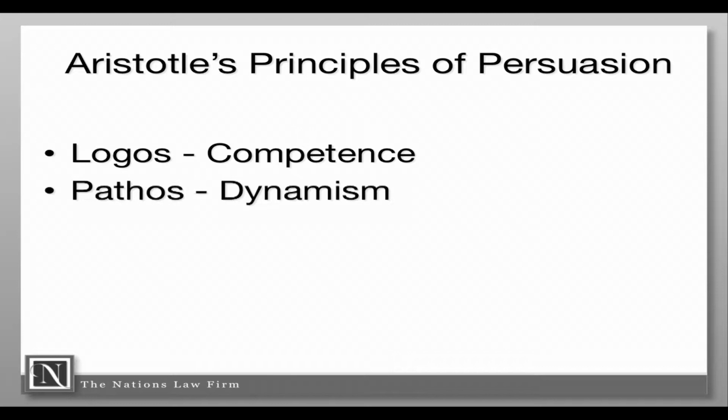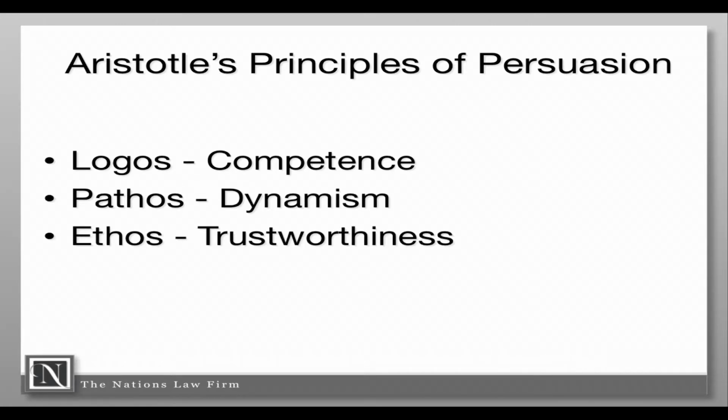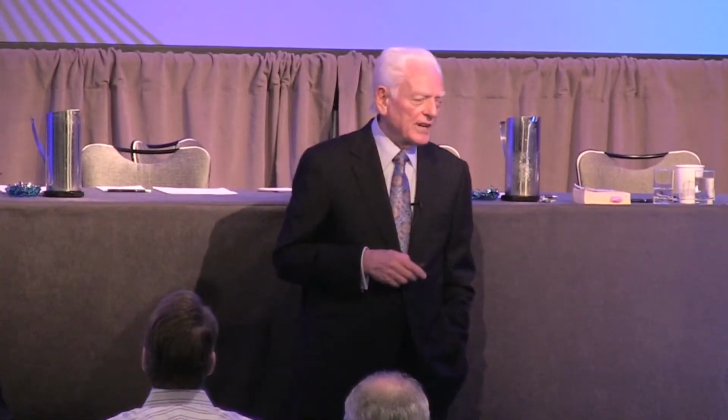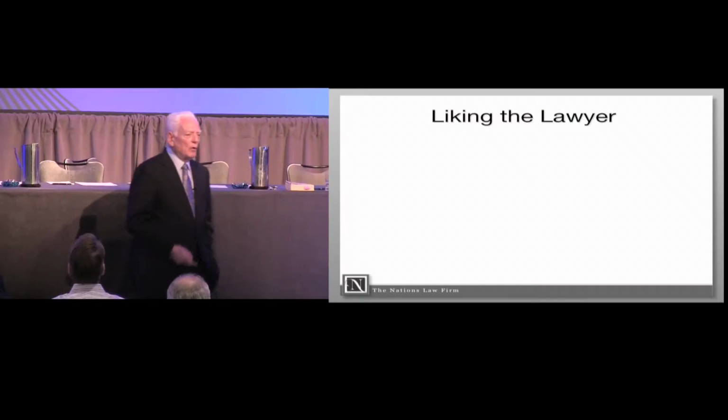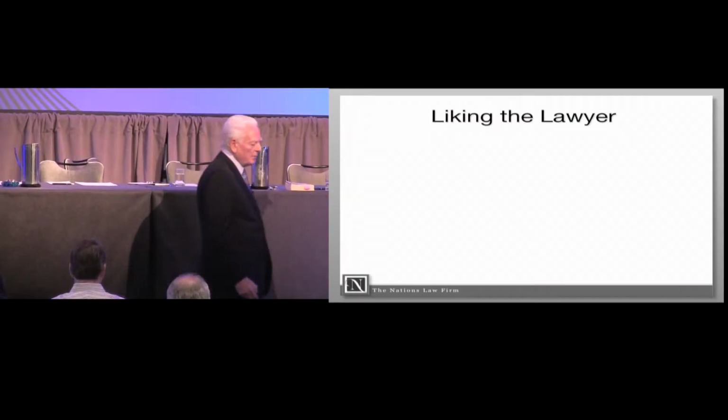So now, Aristotle also said three major things: logos, pathos, and ethos. Competence, dynamism, and trustworthiness. Interesting, this was 2,300 years ago. 3 years ago, there was a study done among 1,500 actual jurors in debriefings across the country, 1,500 actual civil trial jurors. One of the questions they asked was, did you like the lawyer? And then for the ones that said they did, they asked them, well, what did you like about your lawyer? What makes people like lawyers?